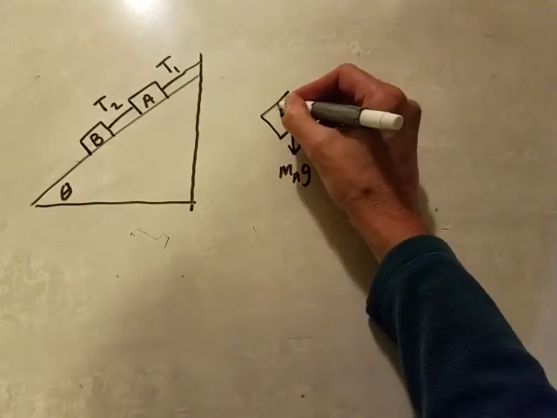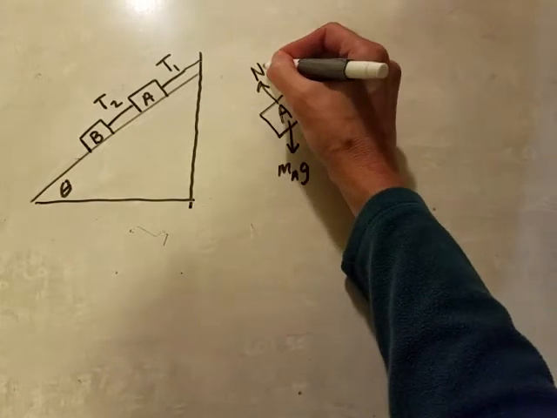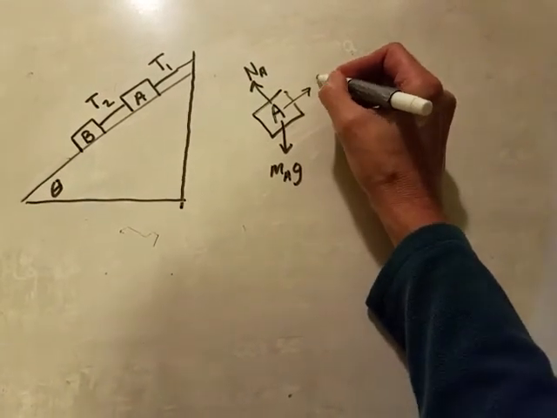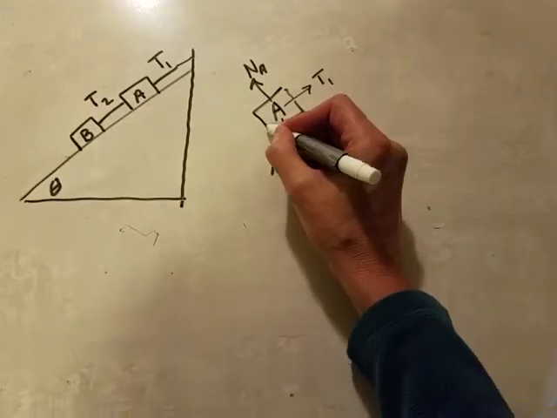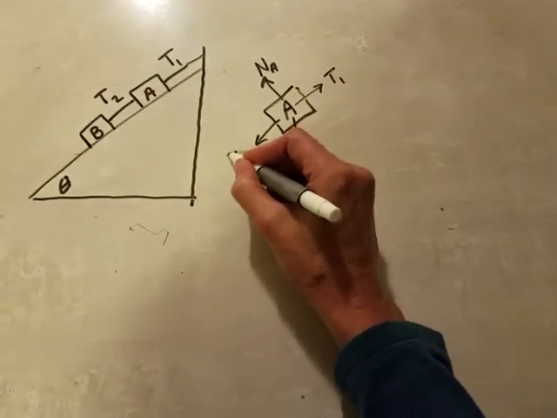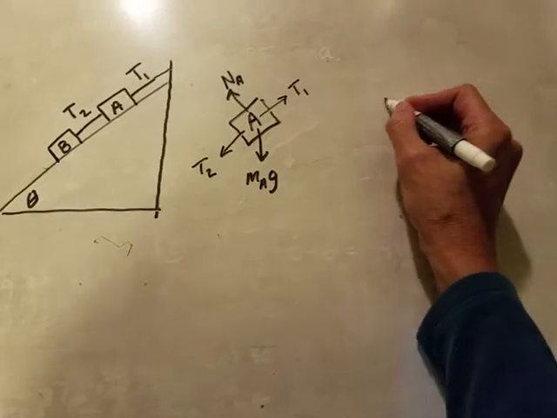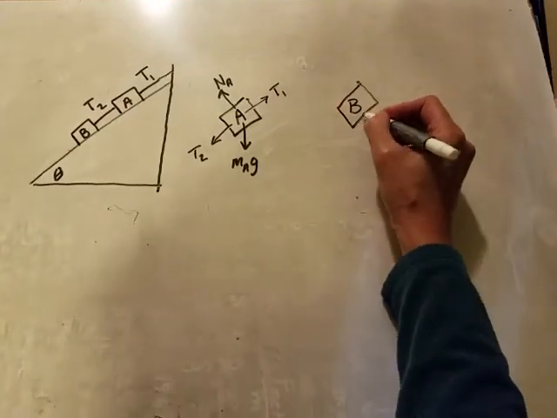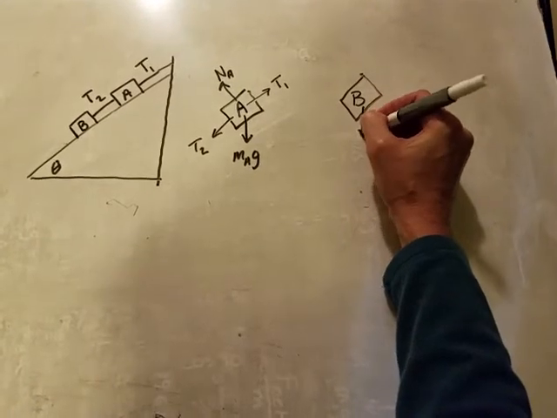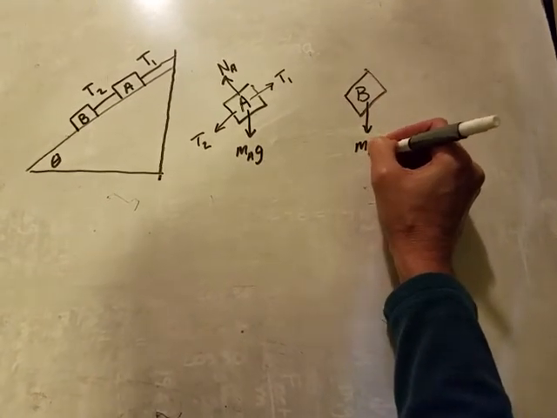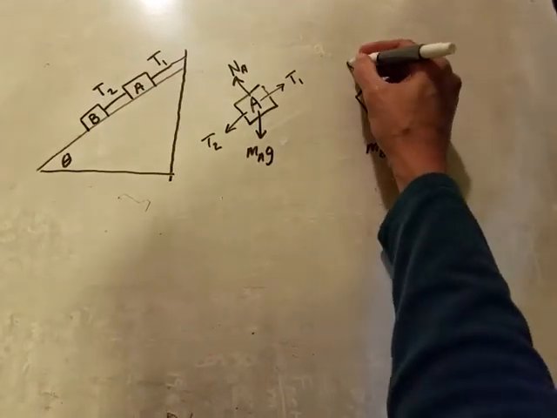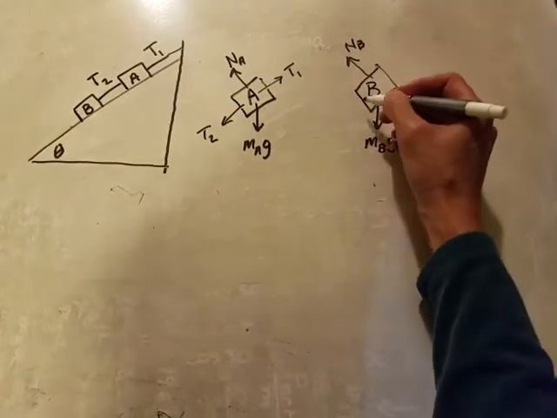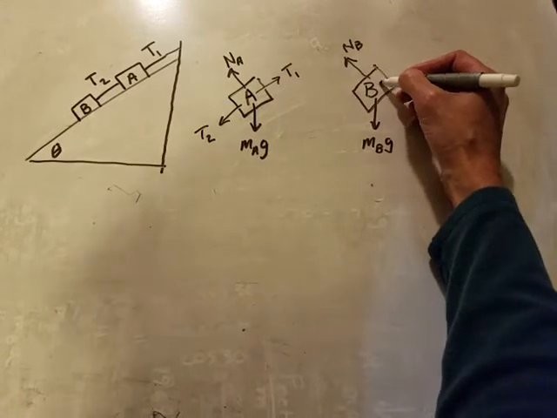With two-body problems, it's really important to have subscripts. So I'm going to call that the normal of A. I've got the tension 1 headed this direction and tension 2 headed this direction. And then for B, I've got, again, MBG. Got the normal force of B. And I've got tension 2.